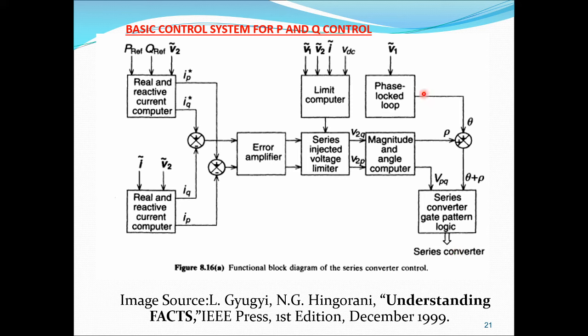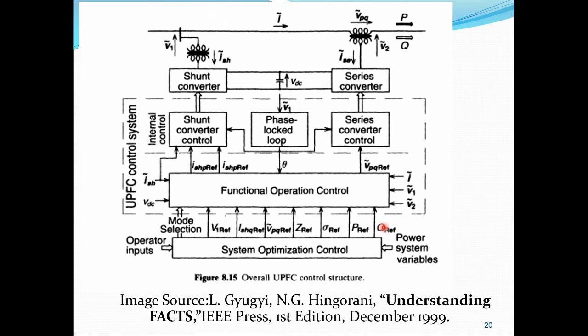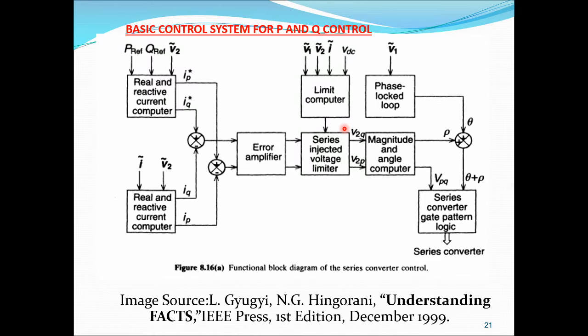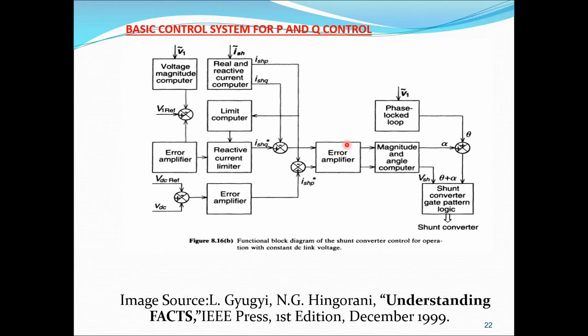That's the only thing. Observe this particular diagram. For the basic control system for P and Q, we have to go for this particular one. This one is for which controller? The series converter control. I would like to split the previous diagram: this center part is for the series converter control. Next, if I want to move on to the shunt converter control, split that first part.